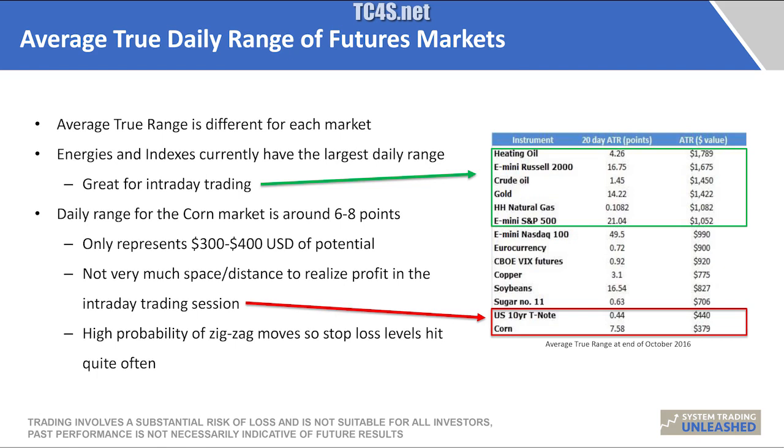Okay, so that table is a really good demonstration of the difference in potential between the higher ATR values and the low ones, like the corn and the 10-year note. Are there any dangers outside of that reduction in potential? Are there any dangers with low volatility markets?